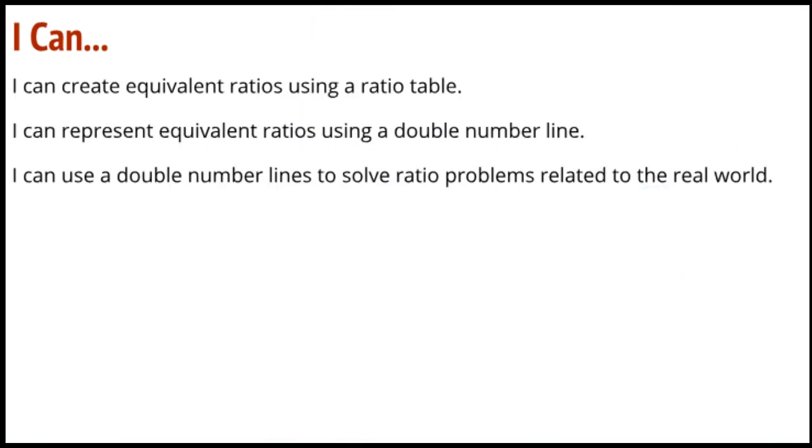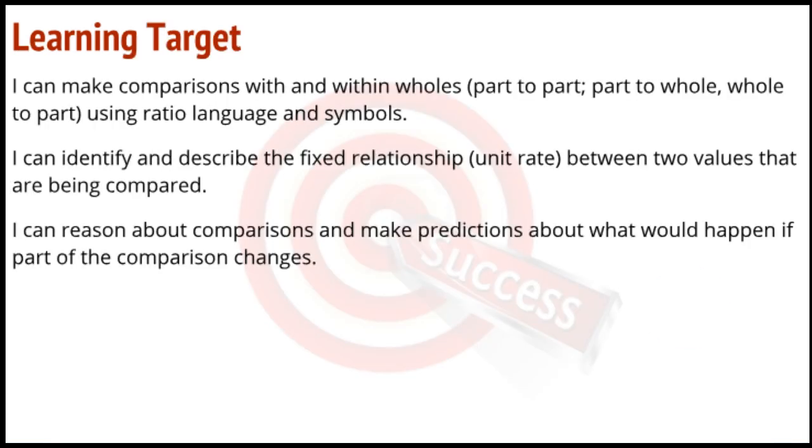All right, so I can create equivalent ratios using a ratio table. I can represent equivalent ratios using a double number line. I can use a double number line to solve ratio problems related to the real world. I think I need to fix that statement there. It's got a little grammatical error. And learning targets, once again, we're working with ratios, writing ratios to represent real life situations. We are working with equivalent ratios using now ratio tables, tape diagrams, and double number lines. And double number lines are a step toward unit rate.